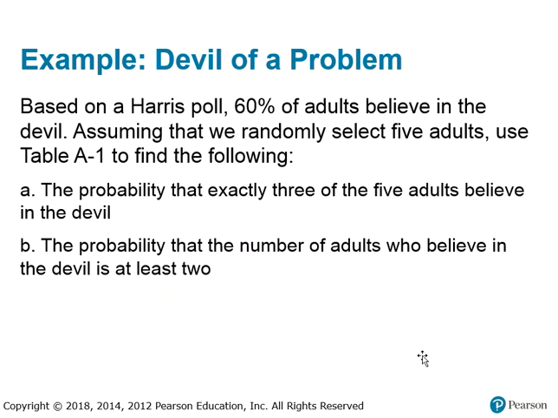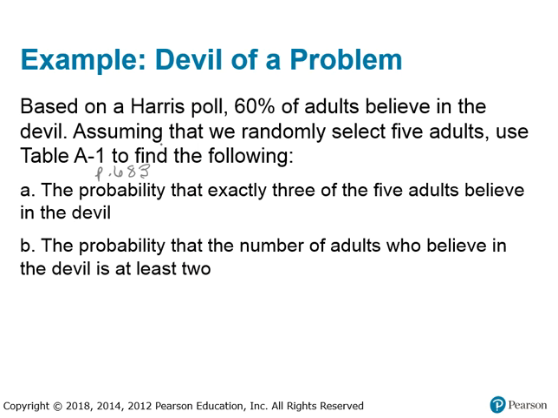Okay? So, devil of a problem. Based on the Harris poll, 60% of adults believe in the devil. So this time we're going to use another option. Besides using the formula, besides using StatDisk, there is a table in your book that you can use. The table is on page 683.